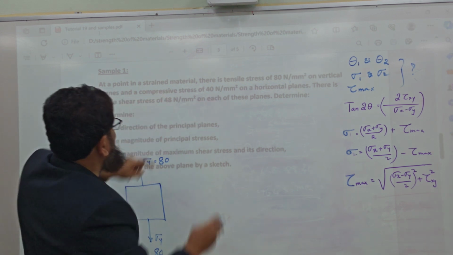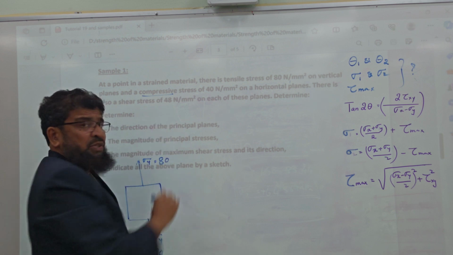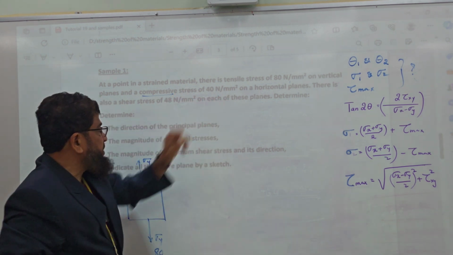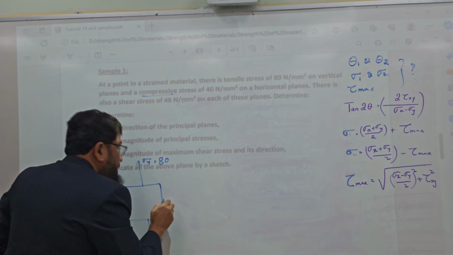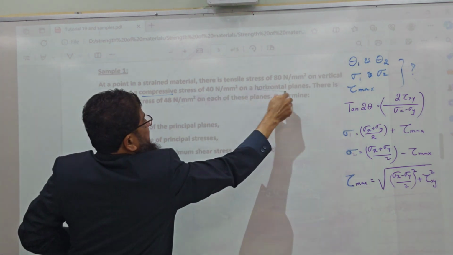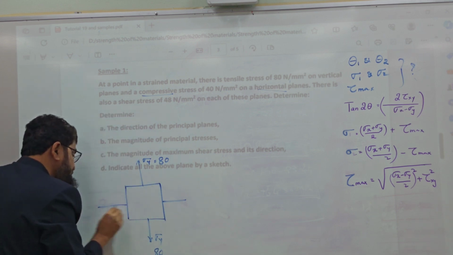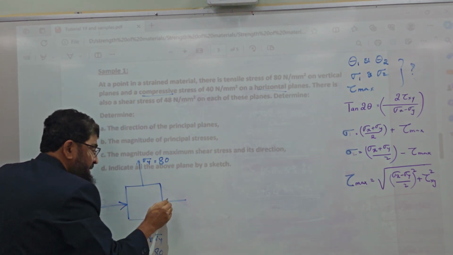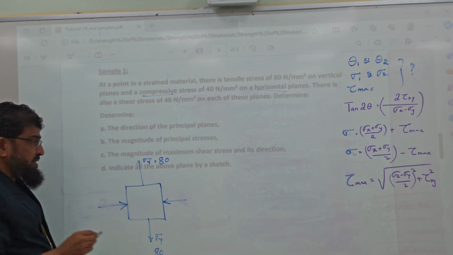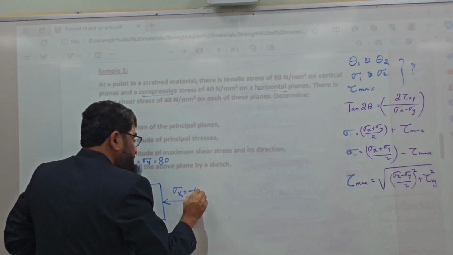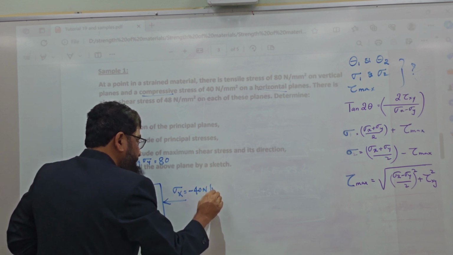And compressive stress. See here, he is talking about compressive stress. Understand? Compressive stress of 40 Newton per millimeter square. Be careful. On the horizontal plane here. See, on this plane you have got what? Compressive stress. So where is the arrow? See here, the arrow direction got changed. Is this clear? This is sigma x minus 40 Newton per millimeter square.